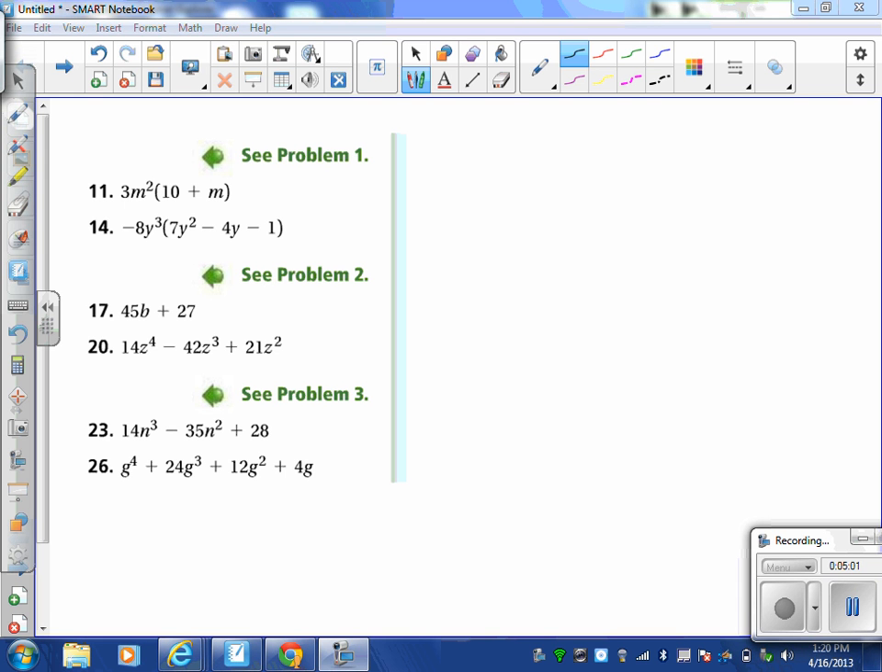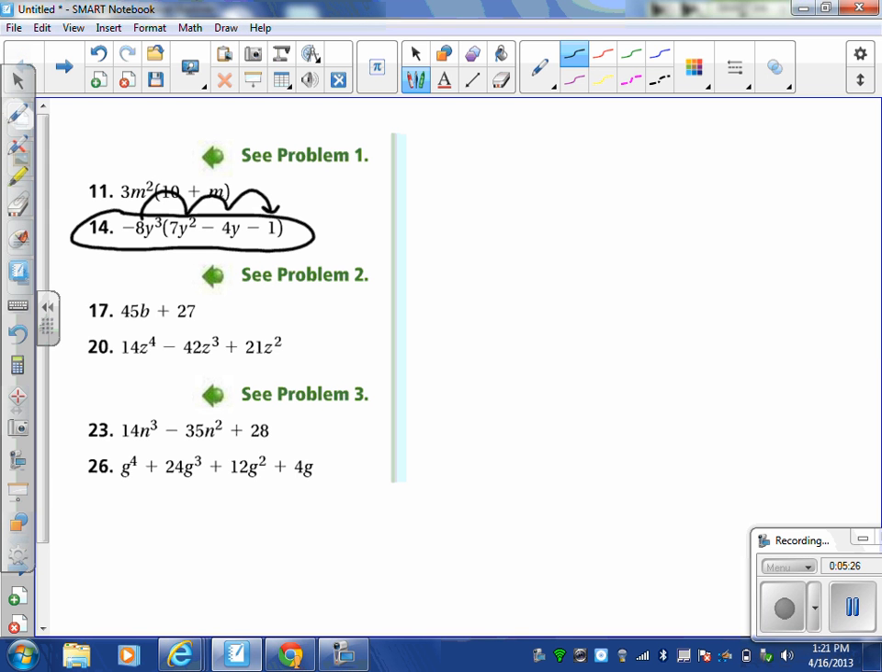All right, let's take a look at the first problem, which was number 14. This problem here, I just wanted to simplify it, just like before. So I need to take that 8y to the third power and do what with it? What do I have to do with it? Multiply, distribute with every number there. So I'm going to take negative 8y to the third times 7. So I'm going to get negative 56.